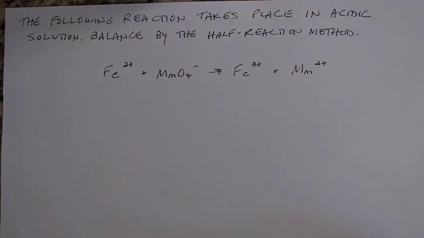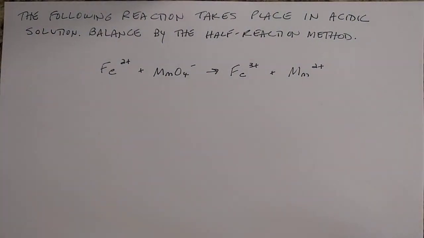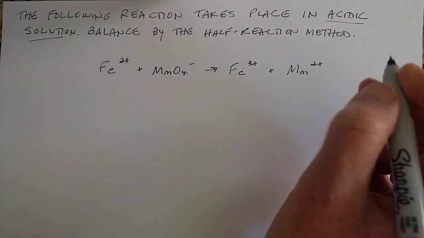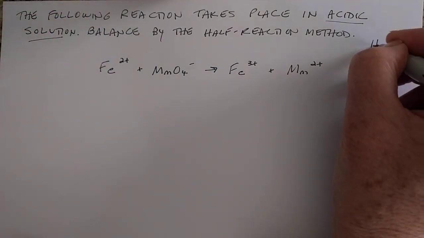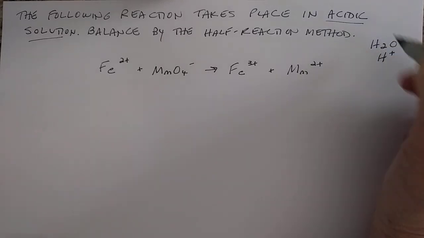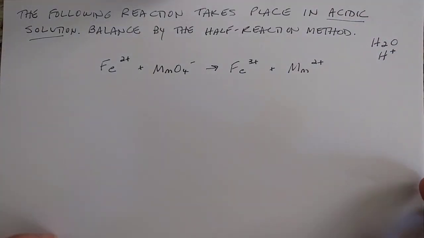Okay, let's do one that's a little trickier. The following reaction takes place in acidic solution, balance it by the half reaction method. Okay, so this is important: acidic solution. That means that we have water molecules and we have H+. So maybe we have some hydrochloric acid or some sulfuric acid. Something has put H+ into our solution.